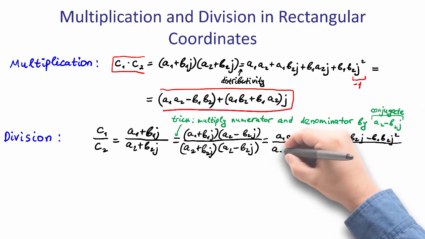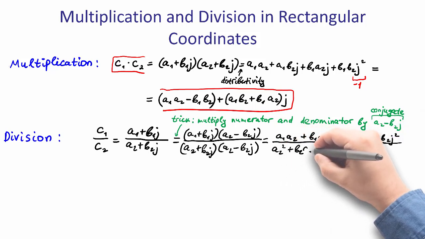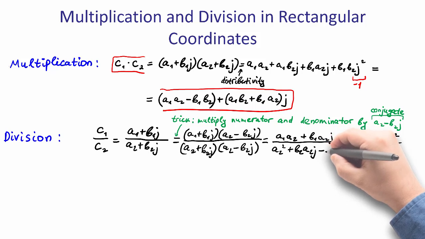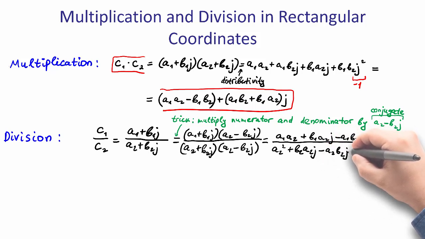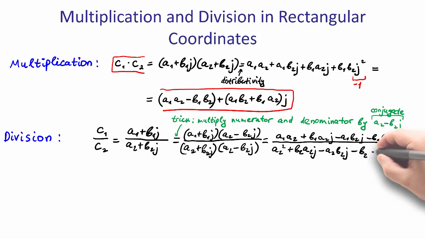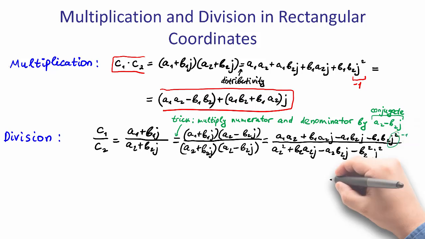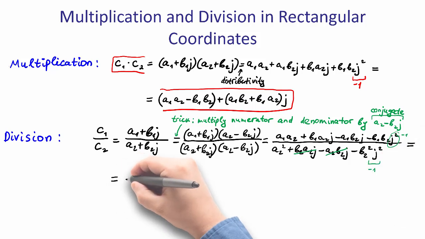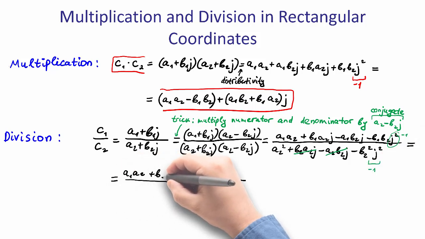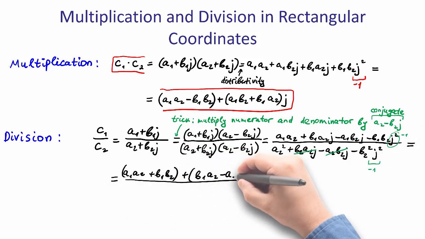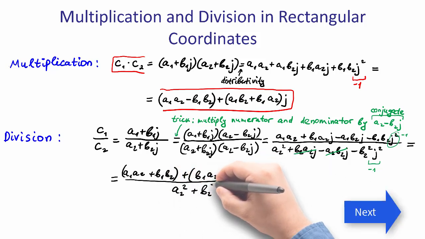So the bottom part, which is the denominator, will be a2 squared plus b2 squared plus b2a2 minus a2b2 multiplied by j, which is basically 0 because b2a2j minus a2b2j is 0. So we will have only a2 squared plus b2 squared at the bottom of that overall expression.